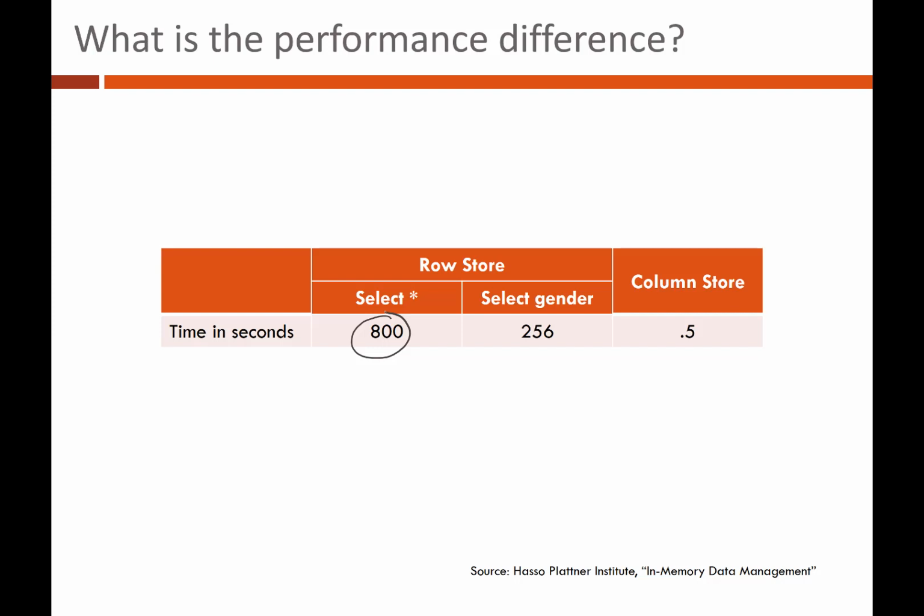When they changed it on a row store to select gender, performance time dropped to 256 seconds, but that's still over 4 minutes. When they did select gender on a column store database, half a second. Now, you might say, these are all really kind of interesting, fun numbers. Can you really make things fast, this fast?